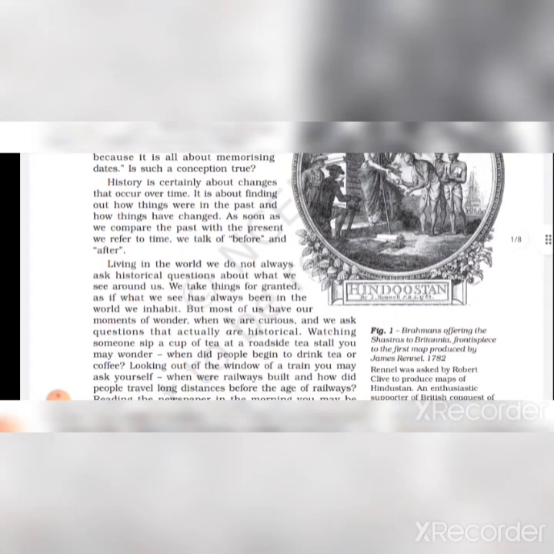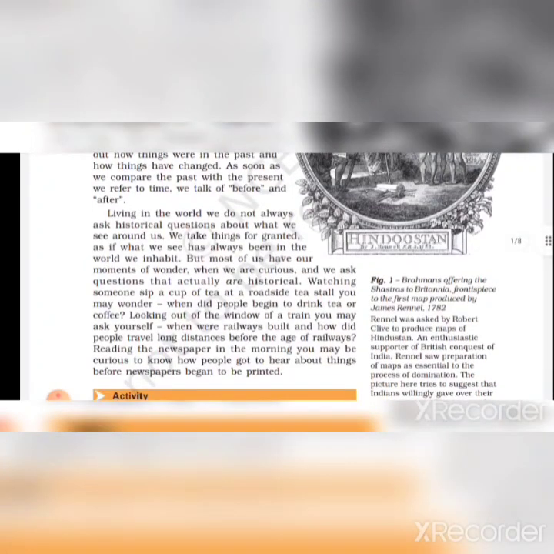History is certainly about changes that occur over time. It is about finding out how things were in the past and how things have changed. As soon as we compare the past with the present, we refer to time. We talk of before and after. Living in the world, we do not always ask historical questions about what we see around us. We take things for granted, as if what we see has always been in the world we inhabit. But most of us have moments of wonder when we are curious and we ask questions that actually are historical.